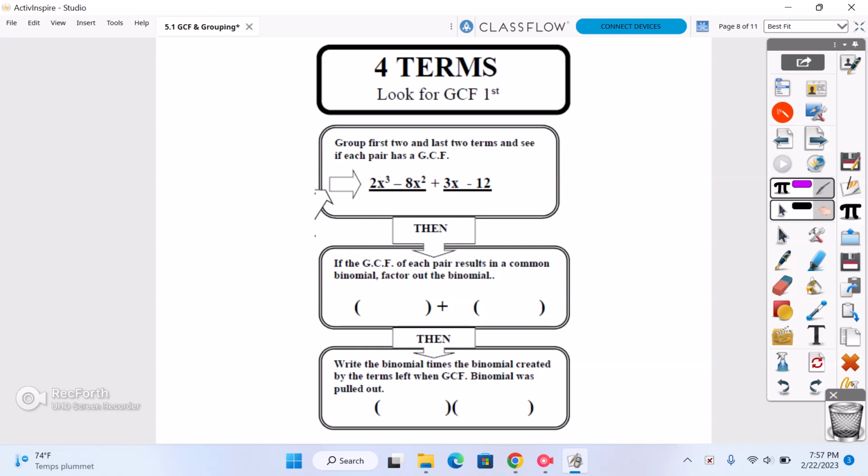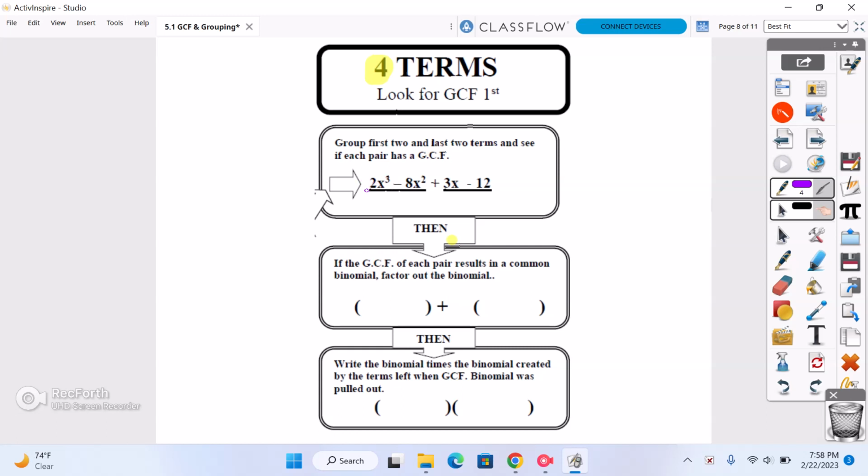Now we're going to go ahead and move on to what is called factoring by grouping. Now, greatest common factor you can use to factor any polynomial. Factoring by grouping works when there are 4 terms. And so here's an example. We have 2x to the third minus 8x squared plus 3x minus 12. So there are 1, 2, 3, 4 terms.